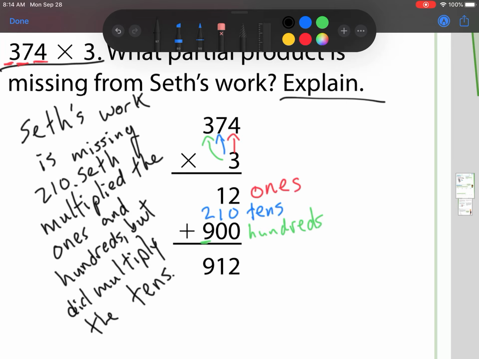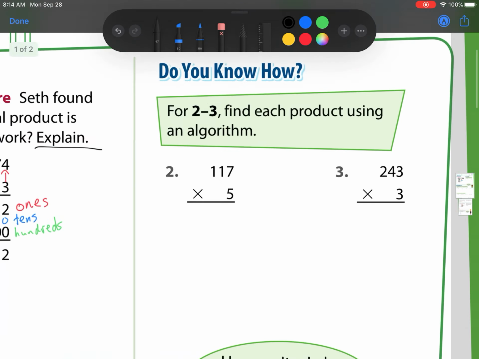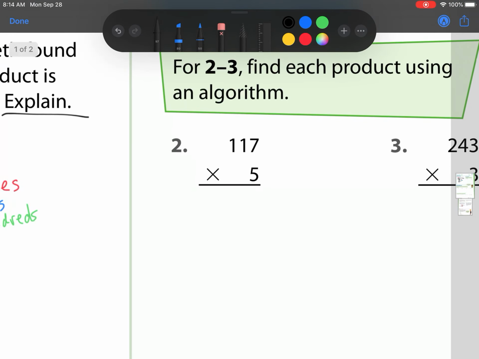All right, so that's it for our first one. So now let's head to our next one, which is just our practice. Find each product using an algorithm. So we're going to use our partial products algorithm. So for this, I'm going to do blue first. Blues are my ones, greens are going to be my tens place value, and red is going to be the hundreds. So let's begin. Blue, my ones place value, 5 times 7 is 35.